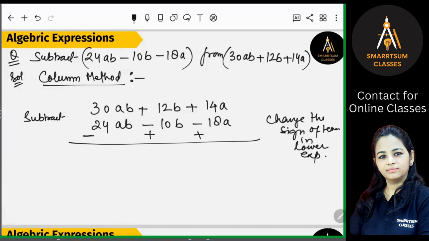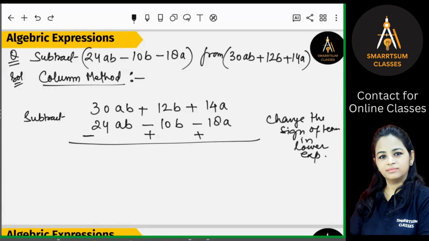Now, after changing the sign of all the terms in the lower expression, we simply add them, right? Means now we will add this, this, and this. So how to subtract? Always remember, whenever we are subtracting, we always change the sign of the below expression and simply add. Is that clear?